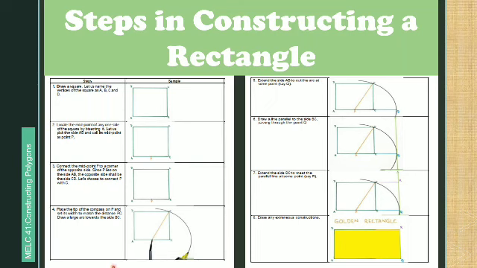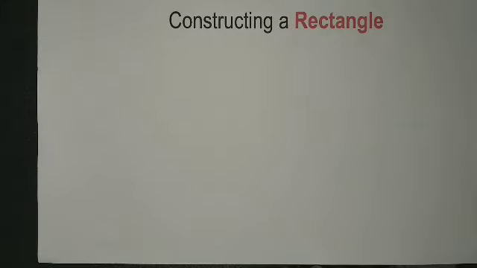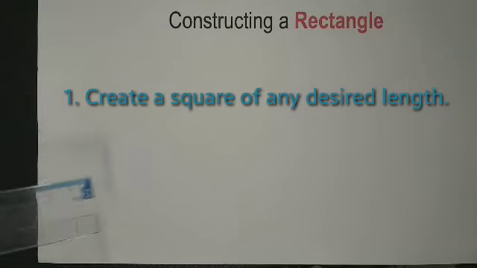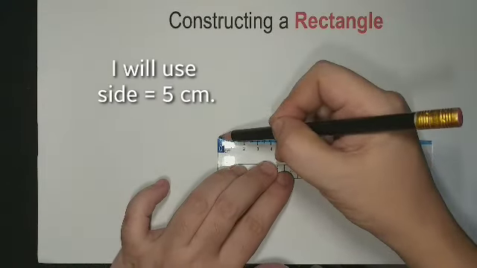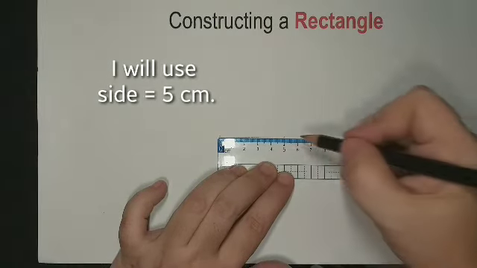Here are the steps in constructing a rectangle. So as you can see, there are just 8 simple steps here. So what are you waiting for? Follow me. To create a rectangle, we need to draw a square first. So let's do it. This time I'm going to create a square that is 5 centimeters in length. Okay, so let's determine the points of the vertices.